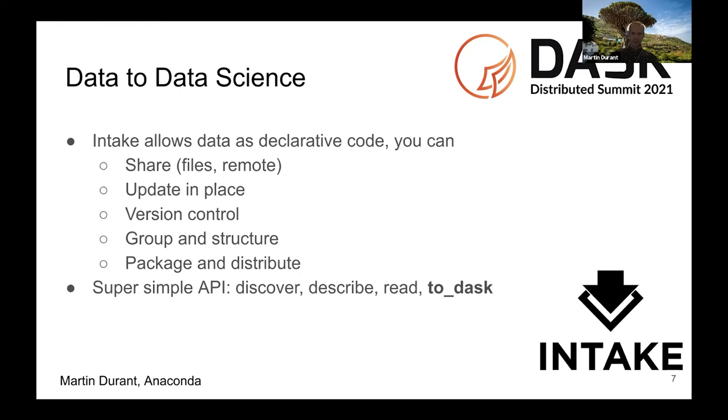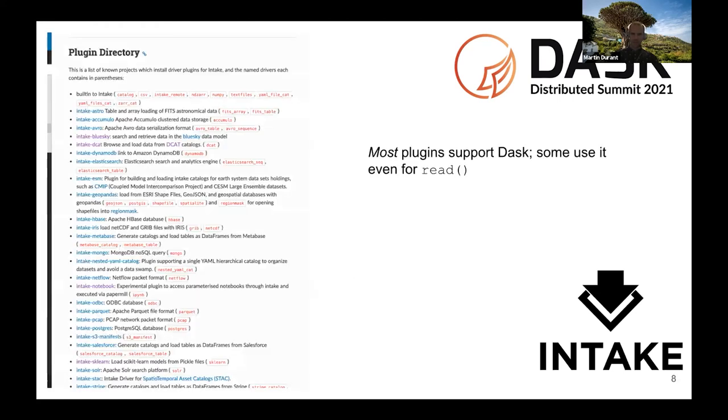This enables you to update those specifications in place. You could version control them. You can make catalogs that expose some set of data, some other set of data. These can be hierarchical, so a catalog can contain more catalogs. They can be different views on the same data. And you can even include these in pip or conda packages. So you can just install your data catalogs. You can install the data itself. The API you get is really simple. You have discover, describe, read, and to Dask. The last one, of course, is the most important here. There may be other to-X methods, but I'll skip over those for the time being.